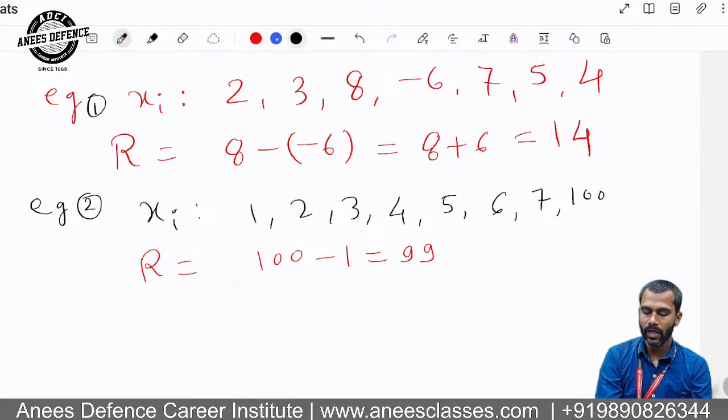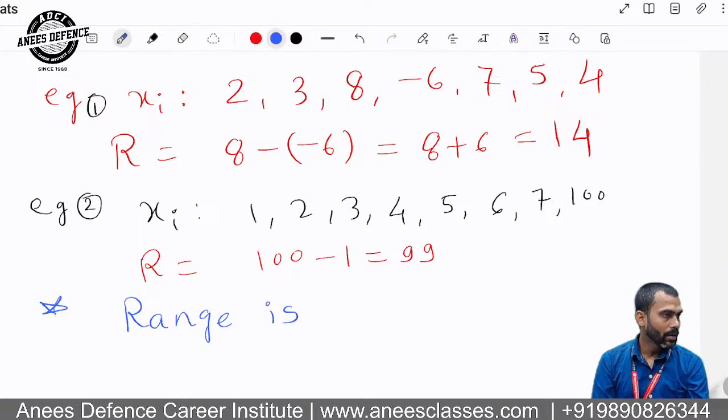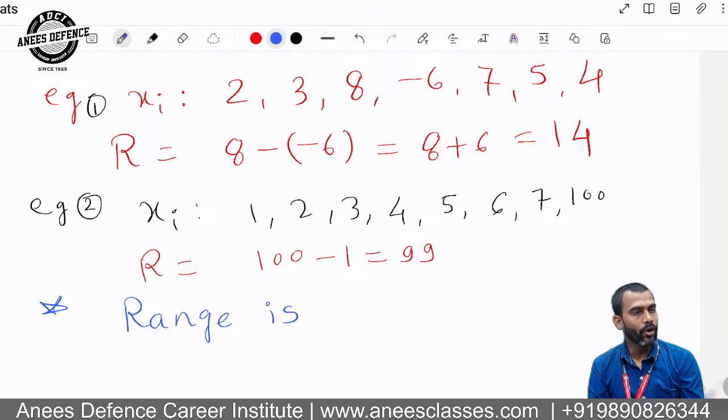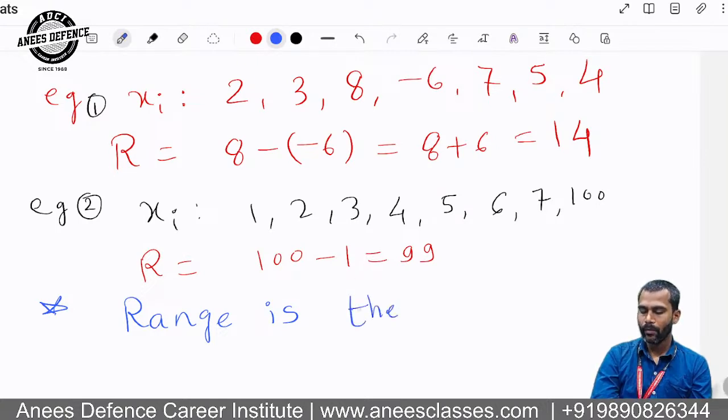You need to just write one note here. What we have to write? Range is the, tell me, why poorest? I hope you understood. Because it is dependent upon two values only. If something is dependent on only 1% or 2%, it is dangerous. It may not give you the appropriate output or result. So range is the poorest measure of this.